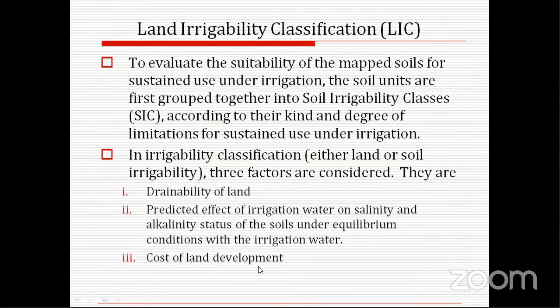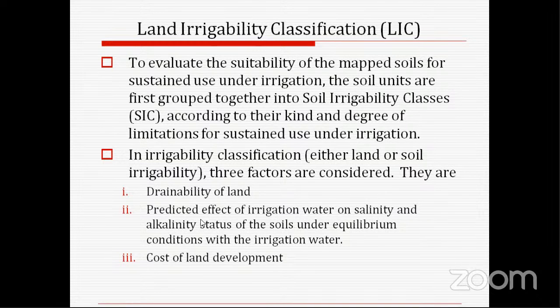Another one is cost of land development. If bringing water is highly costly compared to the cultivation of crops, that is not an effective usage of land or soil. So very first, students, we will see what is the soil irrigability.